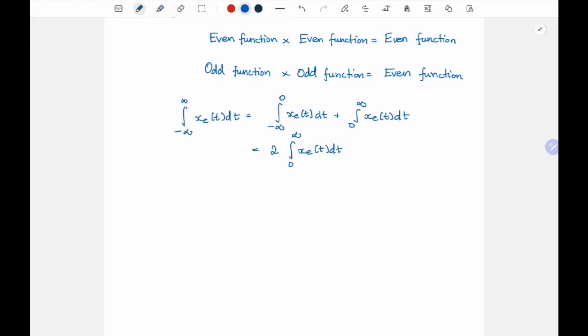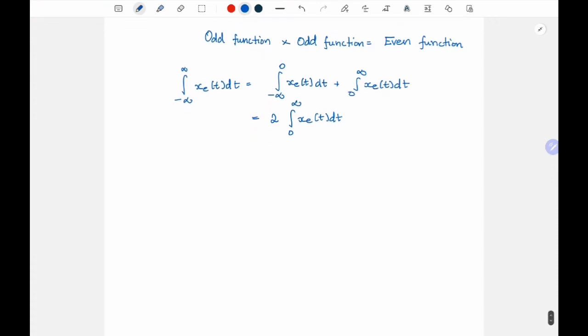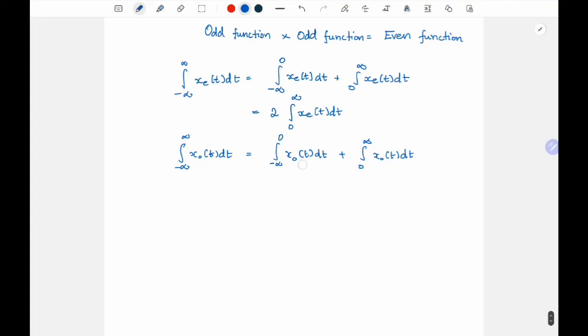And what about the odd function, the integral of xo of t dt? I have the integral from minus infinity to 0 of xo of t dt plus the integral from 0 to infinity of xo of t dt. These are again the same, but for a negative sign in this case, correct? So whatever area comes here, it is going to be negative in this case. So these both cancel out and we get 0.